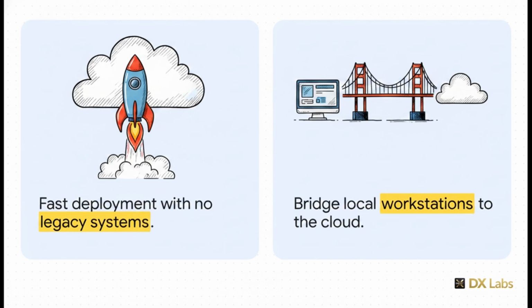But in a hybrid setup, companies use tools like Entra Connect Sync to bridge their local domain-joined workstations to the cloud. This means when an employee logs into their office computer in the morning, they're automatically authenticated to cloud services like Outlook and SharePoint without ever typing another password.